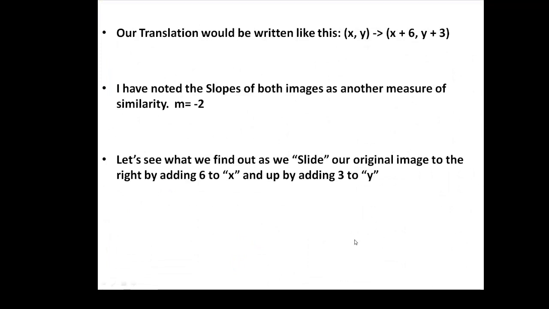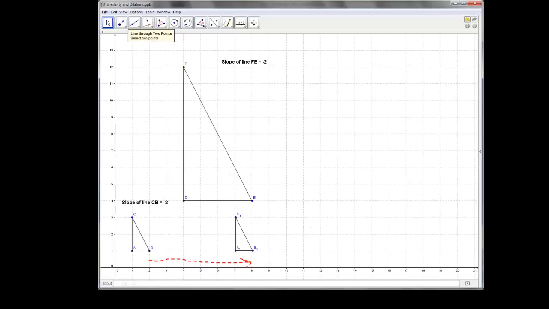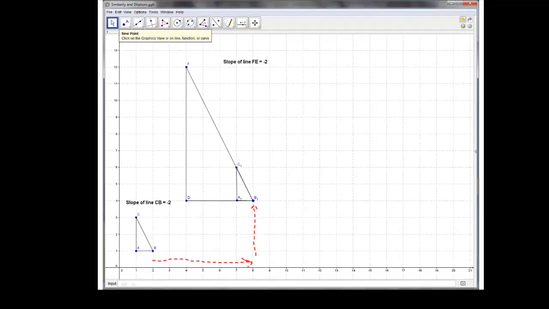I've noted the slopes of both images as another measure of similarity. Both slopes are m = -2. Let's see what we find out as we slide our original image to the right by adding 6 to the x and up by adding 3 to the y. Moving over 6 to the right and up 3 on the y, we can see that the smaller triangle is sitting perfectly in the position where the angle E was.